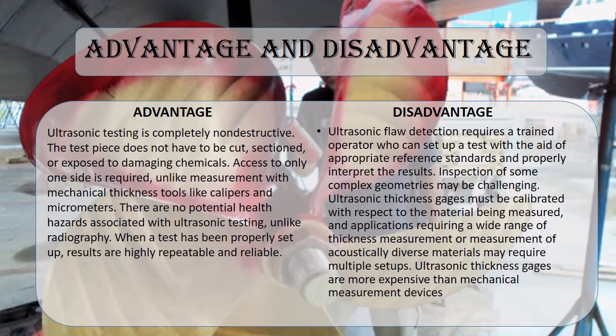Disadvantages: ultrasonic flaw detection requires a trained operator who can set up a test with the aid of appropriate reference standards and properly interpret the results. Inspection of some complex geometries may be challenging. An ultrasonic thickness gauge must be calibrated with respect to the material being measured, and applications requiring a wide range of thickness measurements or measurement of equally diverse materials may require multiple setups. Ultrasonic thickness gauges are more expensive than mechanical measurement devices.